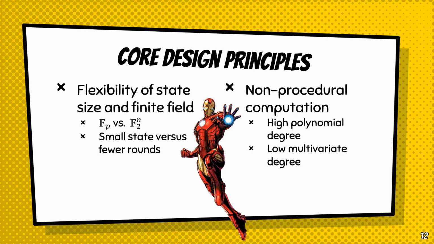A second design principle we had is non-procedural computation. This is basically what you have seen in Rescue and Vision: we need our nonlinear layers or a round function to be of high polynomial degree. So our inversion or our x to the power alpha or x to the power 1 over alpha operations are of high degree when evaluated forward or backward, but they need to be of low multivariate degree. What that kind of means is that if you have a round, let's say you have an input in that round and you get an output, we wanted there to be some function g such that if it operates on the input and the output, it is of low degree.